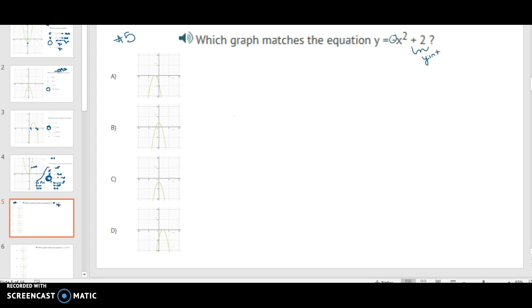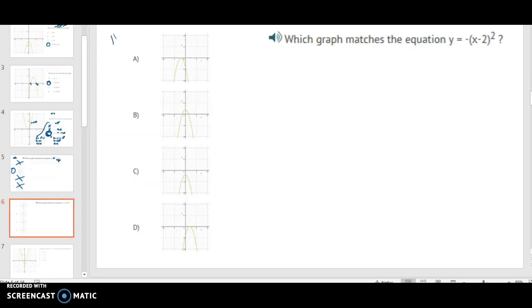Now, when it comes to standard form, its strength right here is the y-intercept, and that should be at 2. So I'm going to go to letter A. It does not have a y-intercept of 2. B does, C does not, and neither does D. I don't have to do a single shred of math as long as I know the strength of my standard form. And that is that the y-intercept must be at 2. So it has to be B.